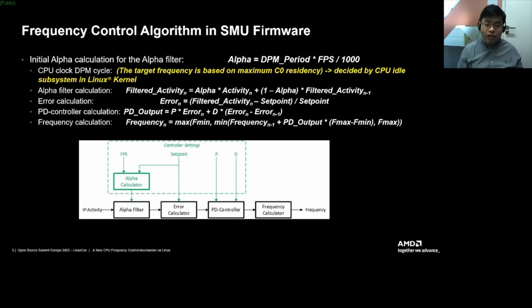Okay, this page expands on the methods of frequency control in the firmware. That formula comes from the SMU firmware, and it is the algorithm the SMU firmware uses to adjust the frequency at a low level. I probably cannot go into the details of the algorithm, but we can see the target frequency is mainly decided by the activity here. The activity in fact indicates the maximal C0 residency during the DPM cycle. That means the input is decided by the CPU idle driver in the Linux kernel. It's very similar to the ondemand governor in the Linux kernel, and I will expand on that later in this discussion.